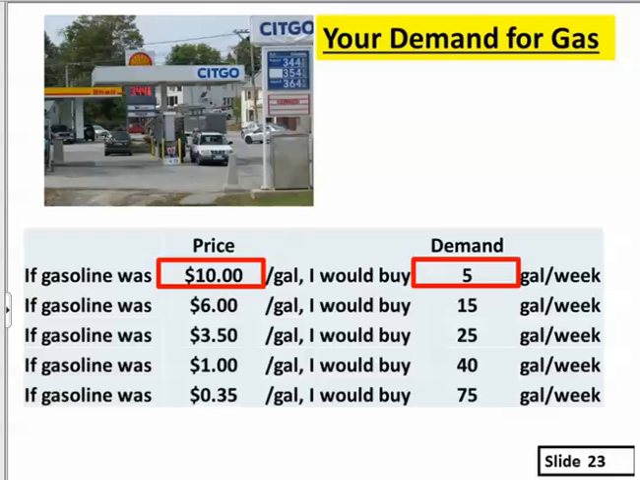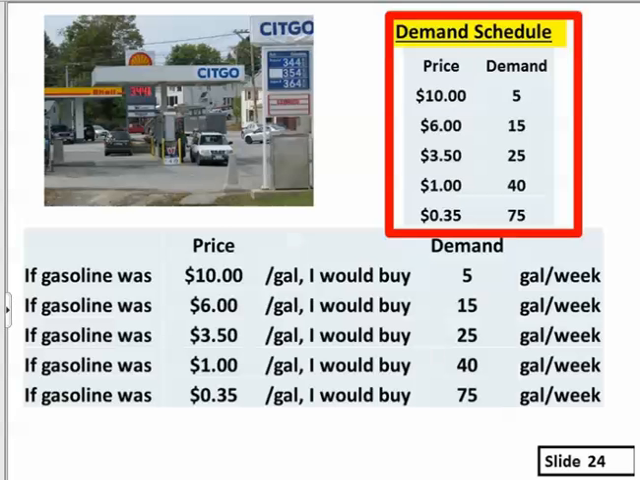So what we call this set of numbers is, you notice we have a quantity at each price that we're willing to buy. So we would call this a demand schedule because it tells how much we would demand at each price. Okay? So we can just put those numbers down. We don't need all the words. And now we have our demand schedule.